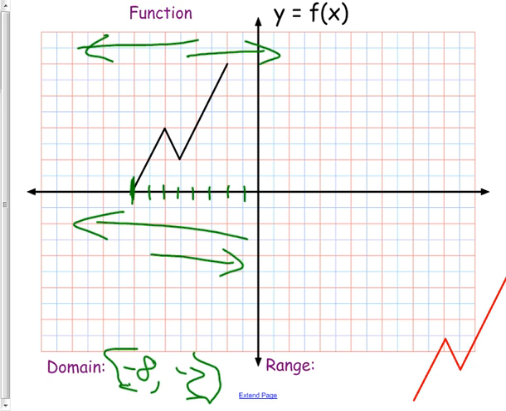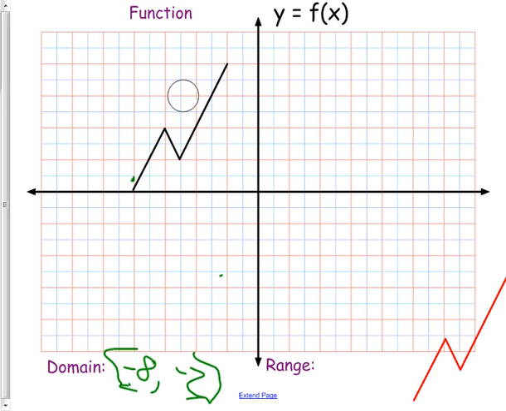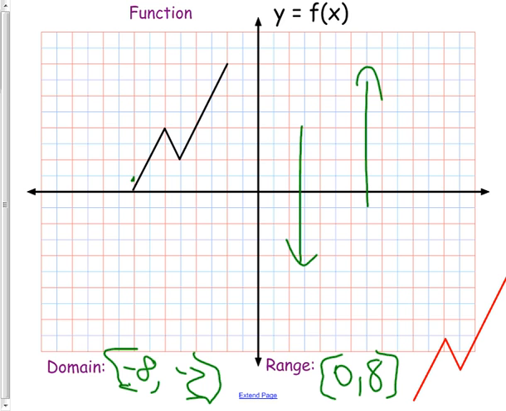Double D, what'd you get for range? I got bracket 0. Okay, you're saying the smallest that it ever gets in this direction is 0 to the highest it gets, which is 8. Bracket. Raise your hand if you had that one right. Good. Okay.